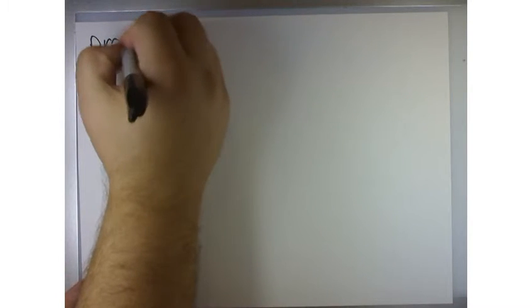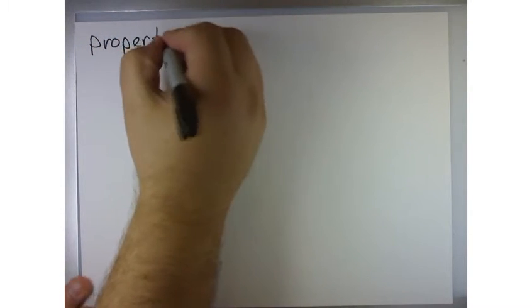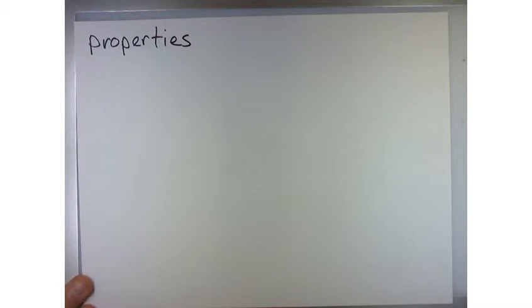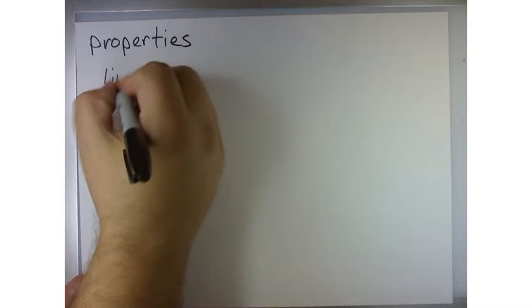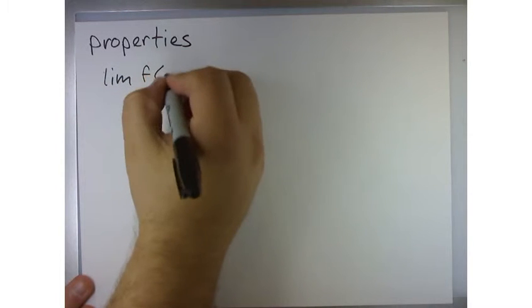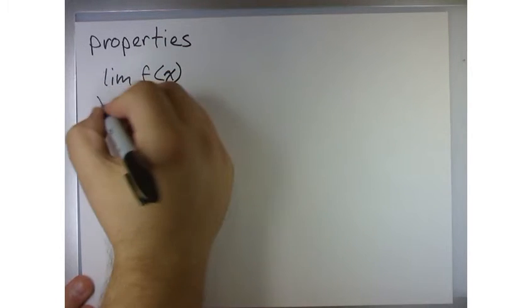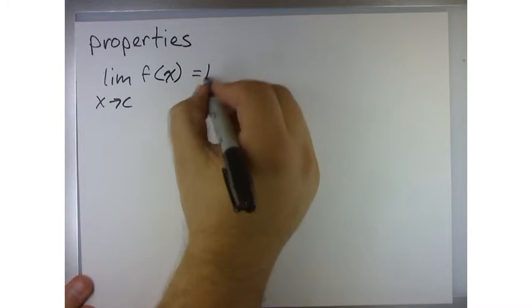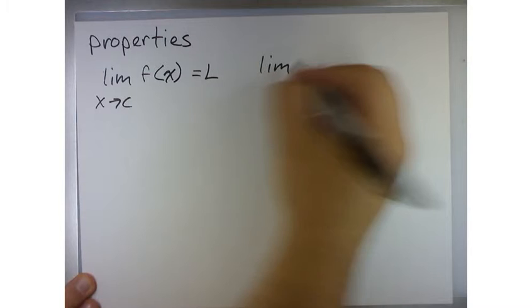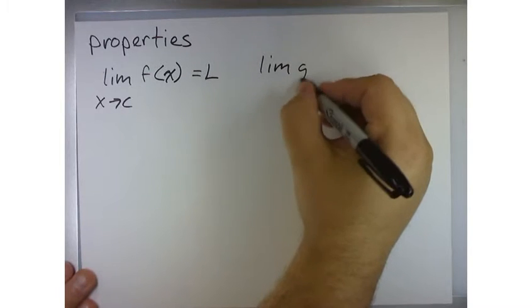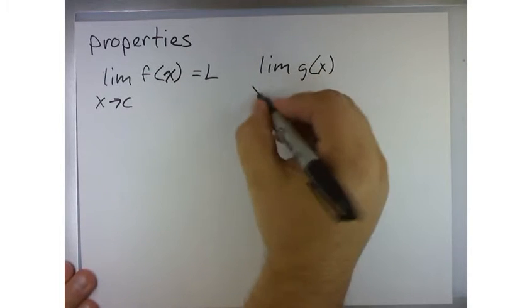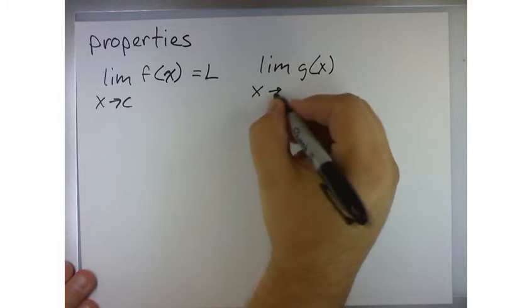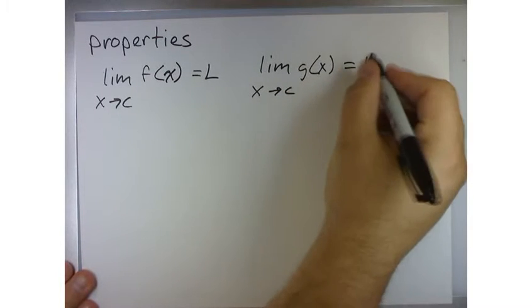Down the properties. So let's just write these down real quick. And I'm going to write them a little different than your book does. So here's what we need to know. If I have a limit of f of x as x approaches c, and that equals L, and then I take the limit of g of x, which is a different function, as x approaches c, and that equals m.